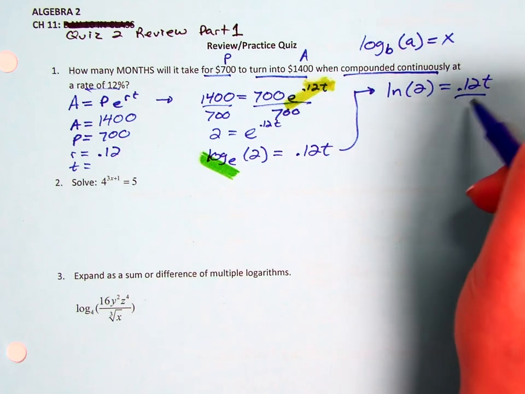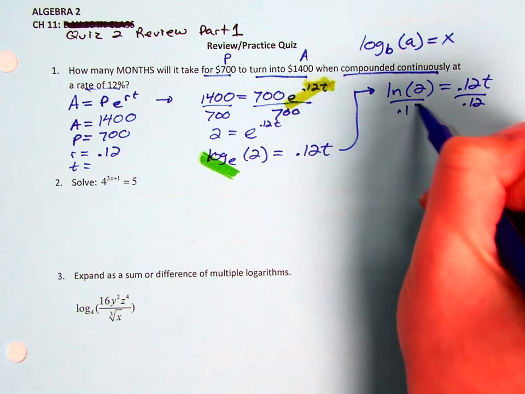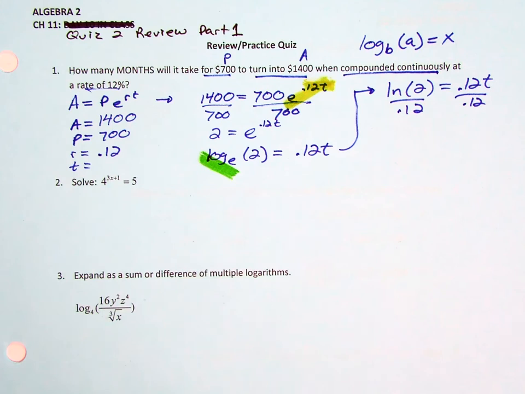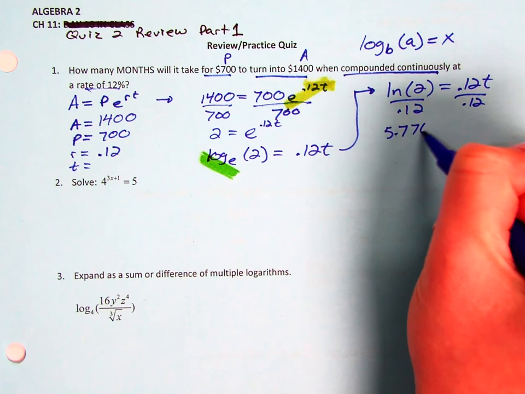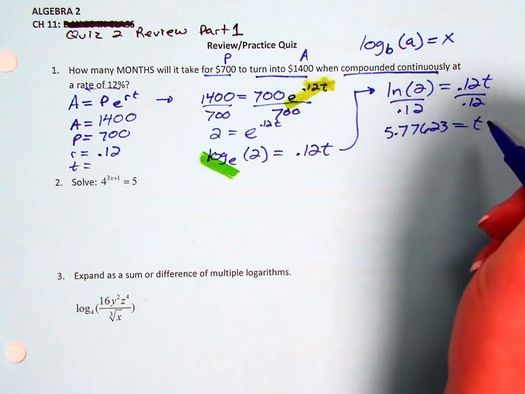And then to get t alone, we can just divide by 0.12. And we can go ahead and type that in our calculator. So ln of 2 divided by 0.12 would be 5.77623 equals t.